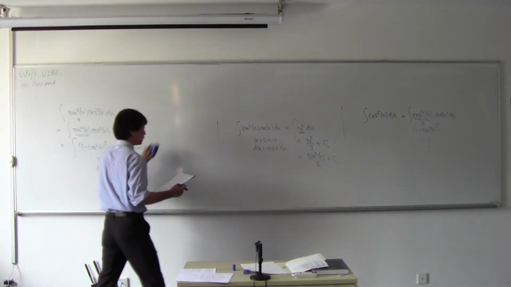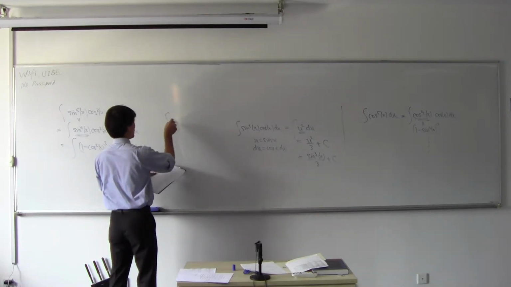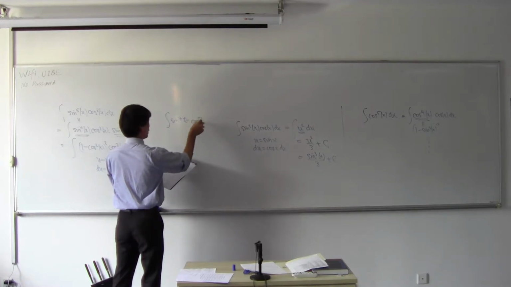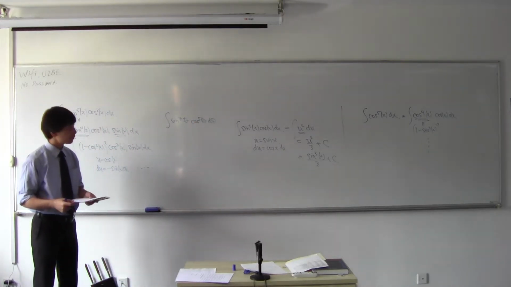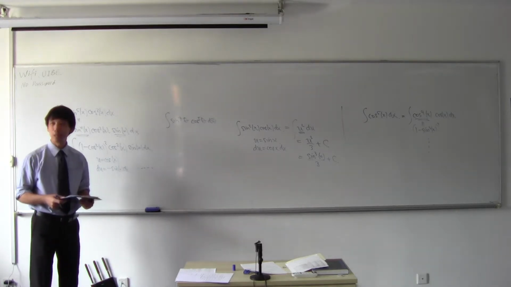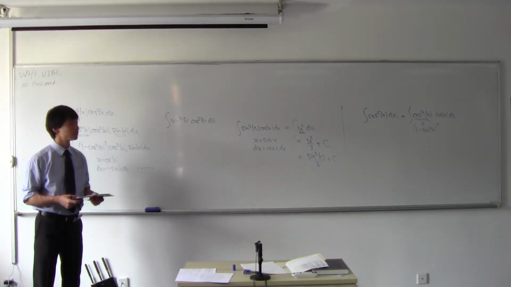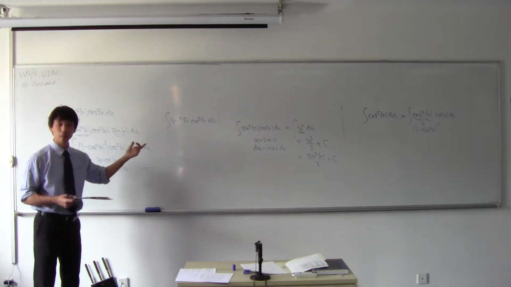So maybe I should let you try one more. So try this one by yourselves: the integral of sine to the seventh theta, cosine to the fifth theta d theta. I'm just curious how you would break it up. Take half a minute and tell me how you're going to split it so that things work out in the end.